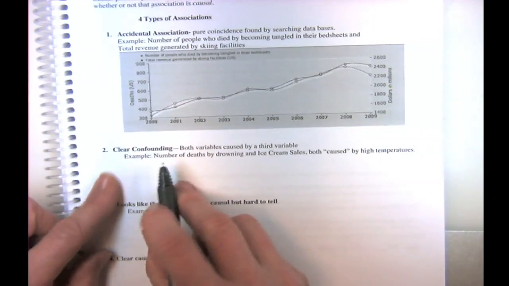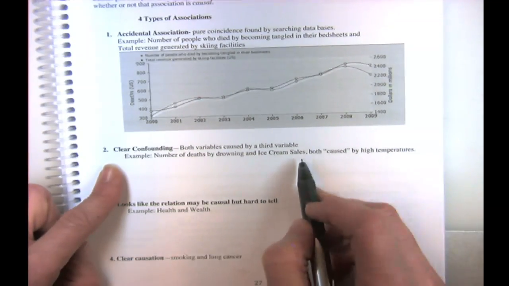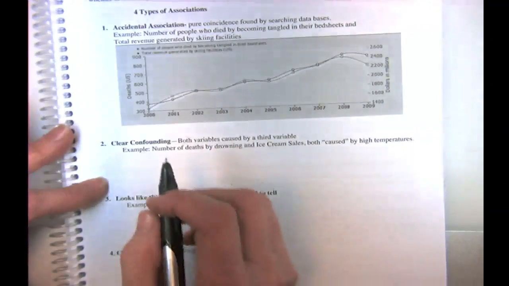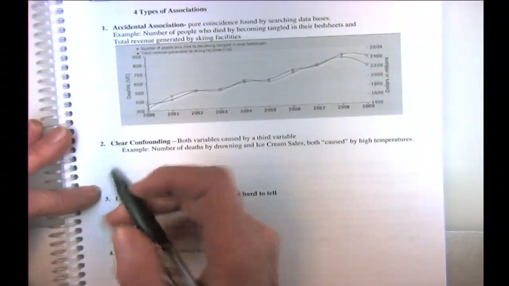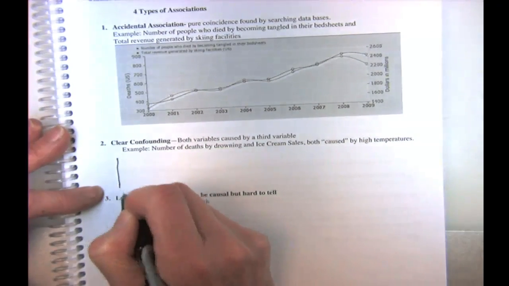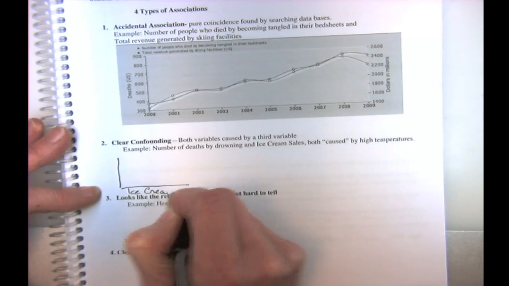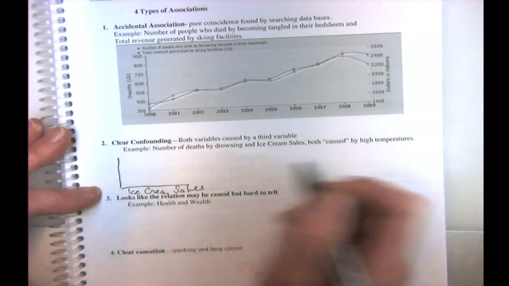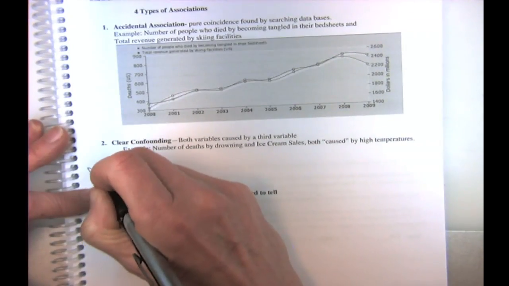Okay, so here's another one. The number of deaths by drowning and ice cream sales. Okay, so let's think about that. This is a very classic example that I learned when I was learning and teaching statistics. You see this pattern, ice cream sales and death by drowning.